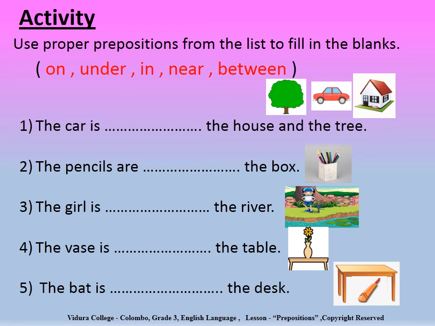Number 1. The car is blank the house. Number 2. The pencils are blank the box. Number 3. The girl is blank the river. Number 4. The vase is blank the table. Number 5. The bat is blank the desk.